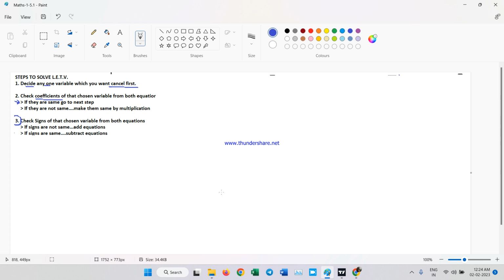Alright, let's see the second sum now. Let's try to increase our speed quickly. 2x plus y is equal to 5, and the other equation is 3x minus y is equal to 5. Now guys, this is quite a simple equation.